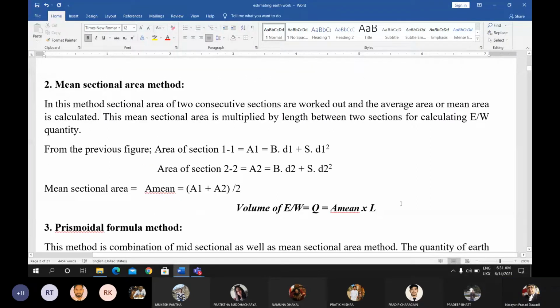This is the second method. In the first method, we take the average depth first, and with the help of the average depth we find the sectional area. That sectional area is the mid sectional area, and it is multiplied by the length between the sections to get the volume of earth. In the second method, we have to find the respective sectional areas first.